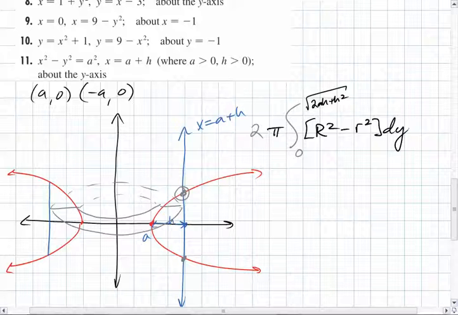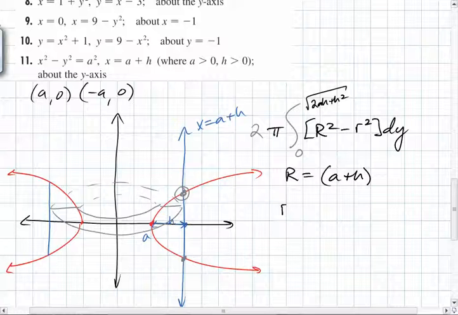Big R is easier. Why is big R easier? It's a constant. In this case, big R is what? Big R is A plus H. Oh, wait a minute. We have to be careful. Oh, it's a constant, so it doesn't really matter, right? I was thinking in my head, oh, it's an x value because x is equal to A plus H. But it's the radius, the big radius is a constant. It doesn't change. So you can just write A plus H. I was thinking in my head we might have to convert it, but do we? No.